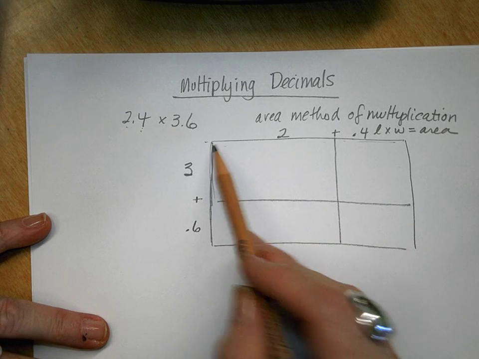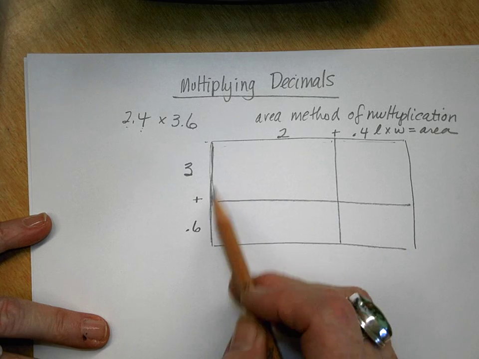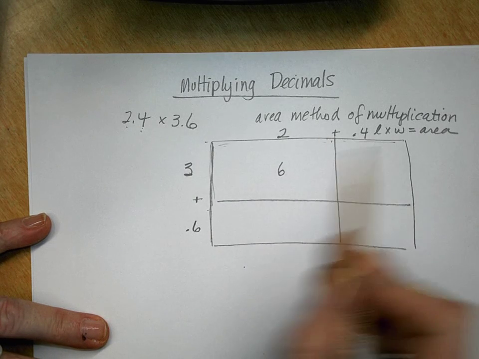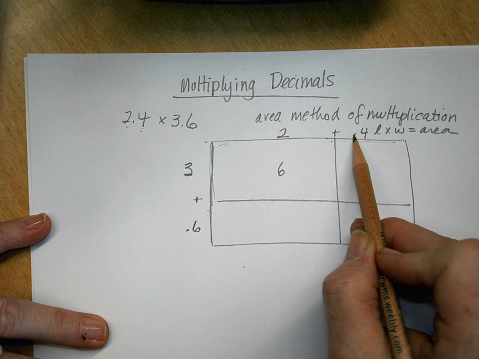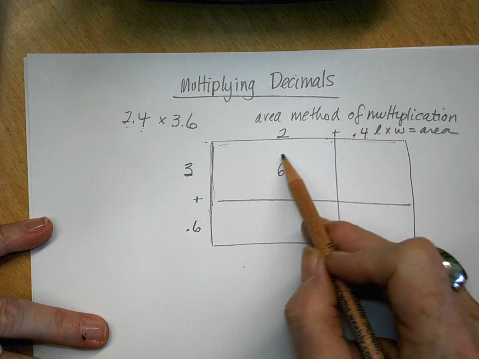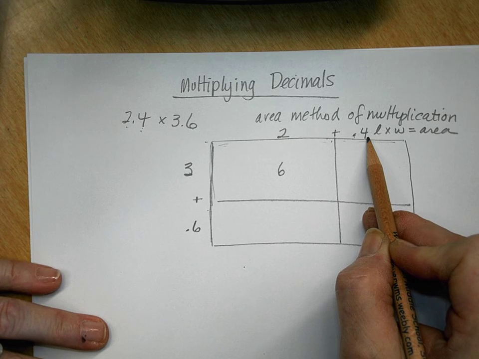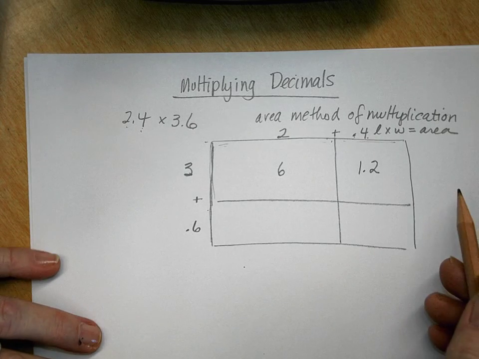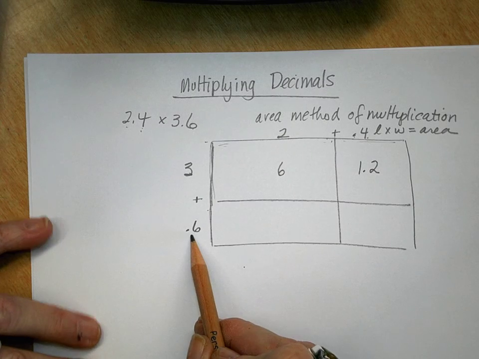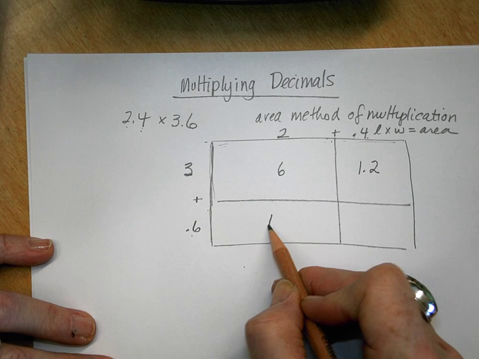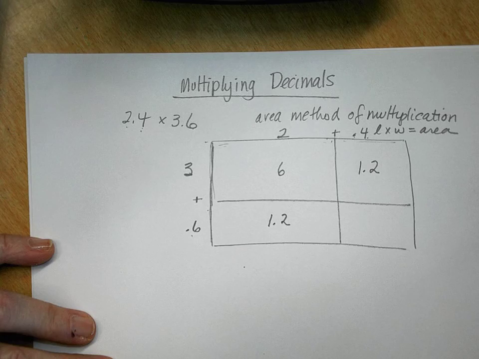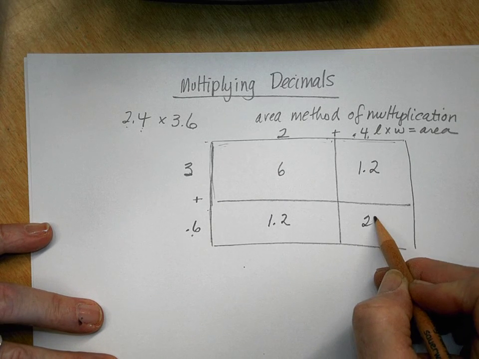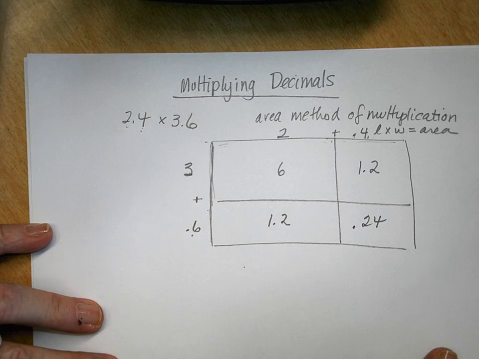So I start out by just multiplying length times width. 2 times 3 is 6. I have 3 times 0.4, so I know 3 times 4/10 would be 1 2/10. 2 times 0.6 is also 1 2/10. Then I have 6/10 times 4/10, that's 24 hundredths.